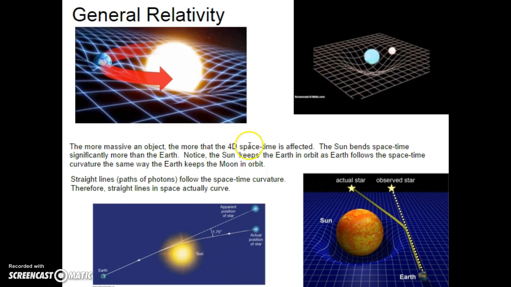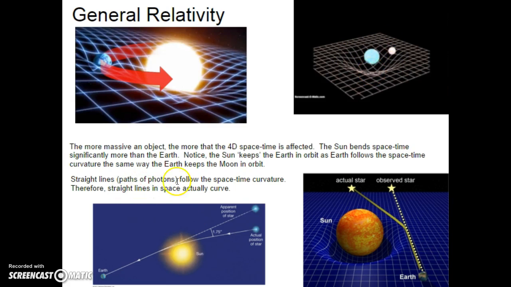A more massive object is going to affect the space-time around it even more. The sun bends the space-time significantly more than the Earth. Notice that the sun keeps the Earth in orbit as Earth follows the space-time curvature, the same way that Earth keeps the moon in orbit. They're really playing off of each other's space-time curvature, and the gravitational field is just saying that the moon is moving around and following this path that has been curved in the space-time fabric.